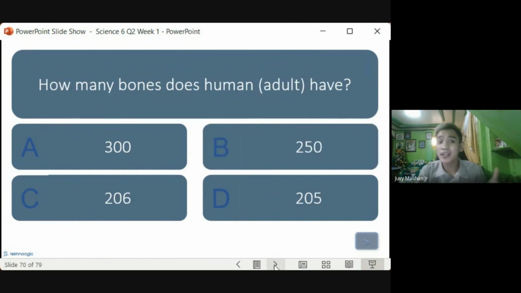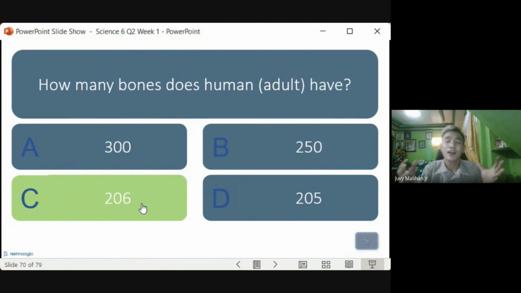Next, how many bones does a human have, particularly an adult? Is it 300, 250, 206, or 205? It's 206. Okay, so when it's a baby or infant, there are about 300 bones. But as we grow older, our bones are being fused together. That's why we only have 206 bones when a person becomes an adult.